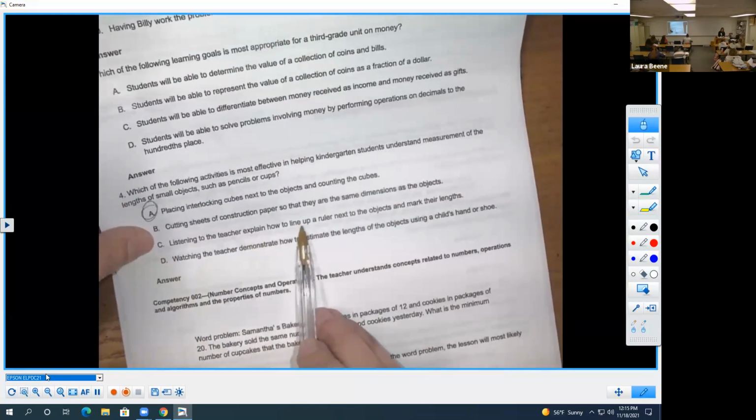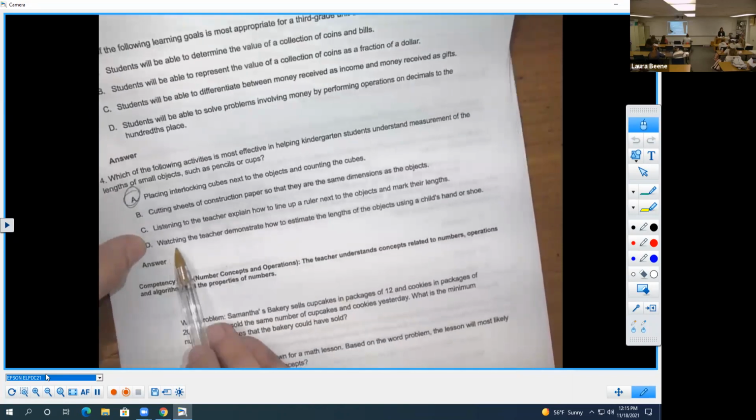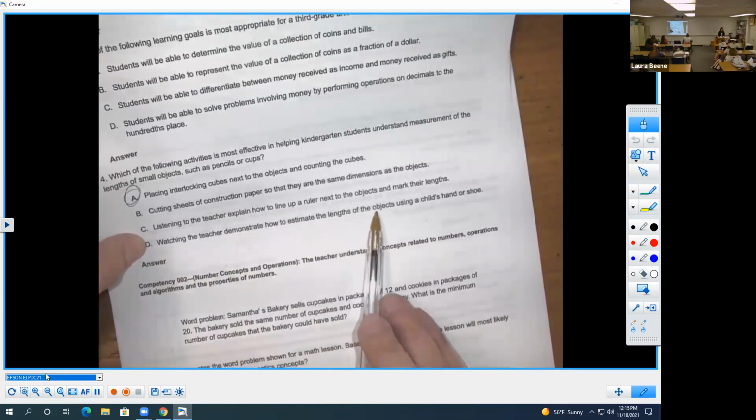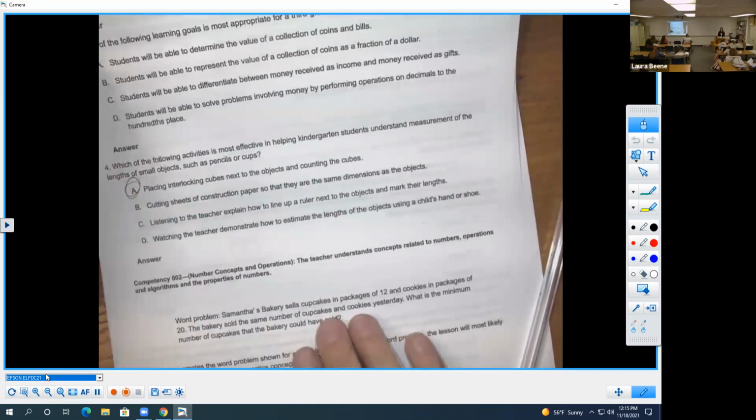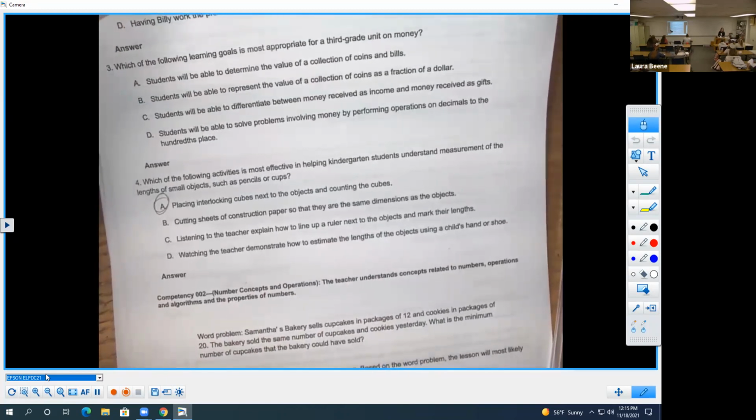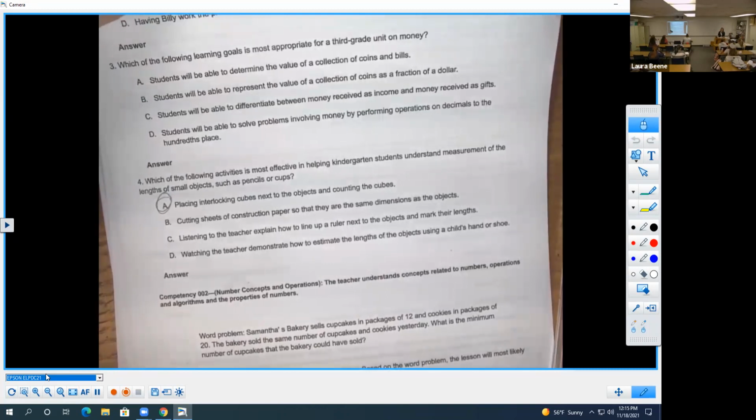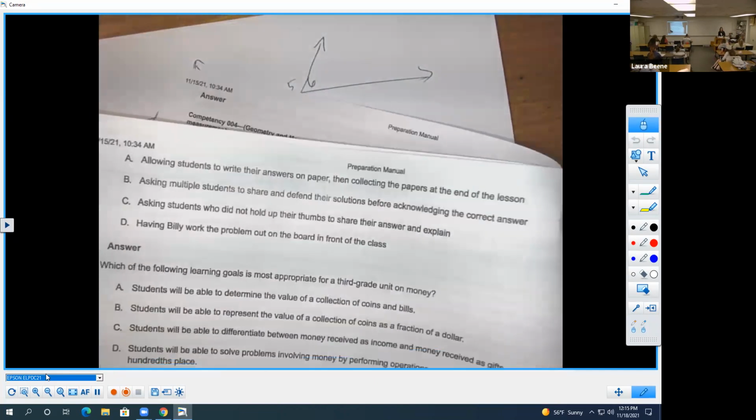Listening to the teacher explain how to line up a ruler? Heck no, adults can't get that sometimes. Watching a teacher demonstrate how to estimate lengths using your hand and shoe. Hand and shoe isn't bad for a small object though, for a paper clip. It's not helpful. So those are 2 examples that we literally covered in class. There are some others that are extensions that I'll talk about later. If you want to look through this and go over it, some of it's from 1350 also. If you have questions, we can go over them later.